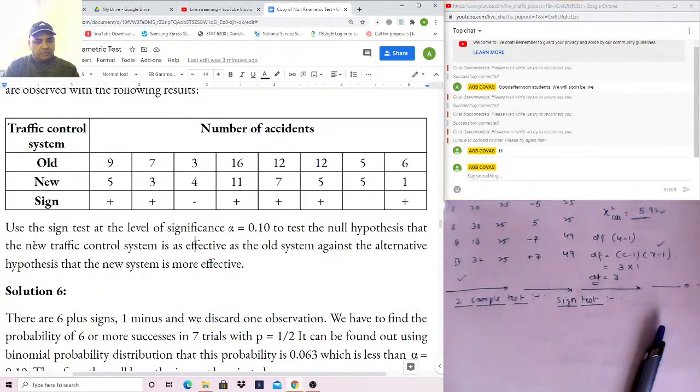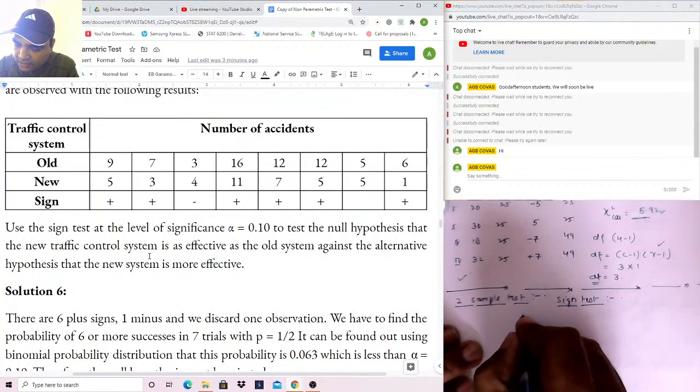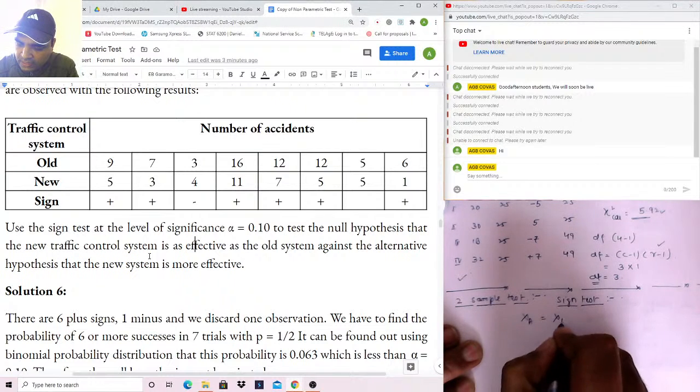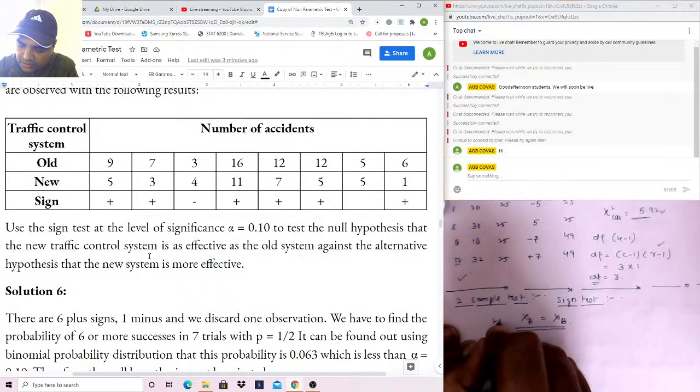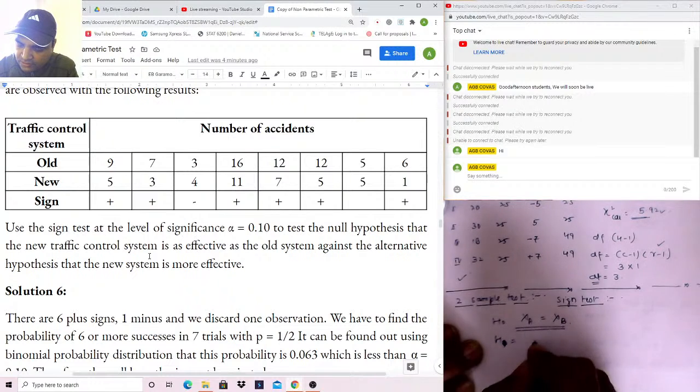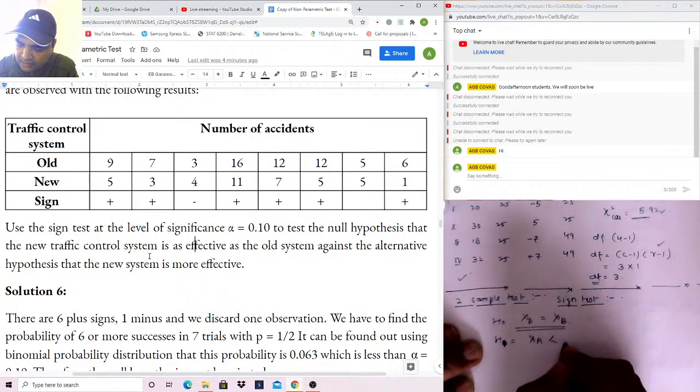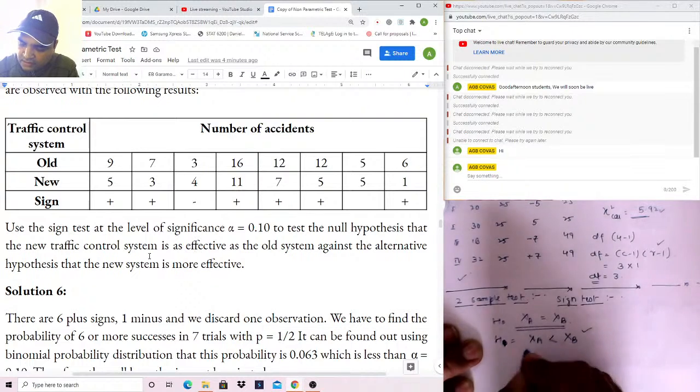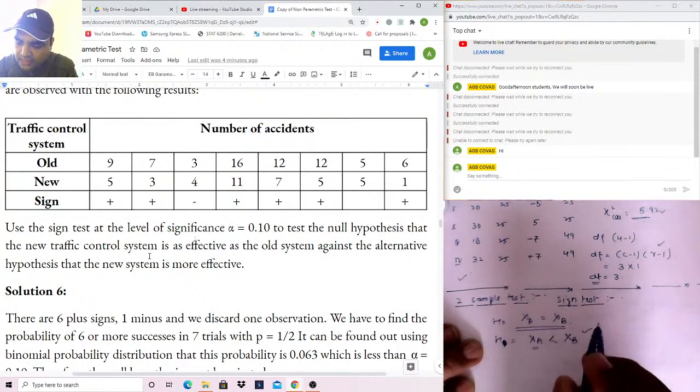So say for example, use the sign test at the level of significance alpha equal to 0.1 to test the null hypothesis that the new traffic control system is as effective as the old system against the alternative hypothesis that the new system is more effective. Okay. So our null hypothesis is that XA is equal to XB. And our alternative hypothesis is that XB is better than XA, that is, the earlier system, right?